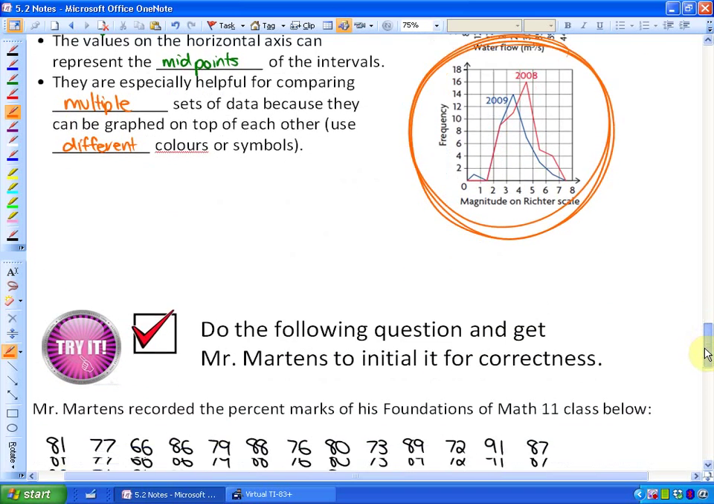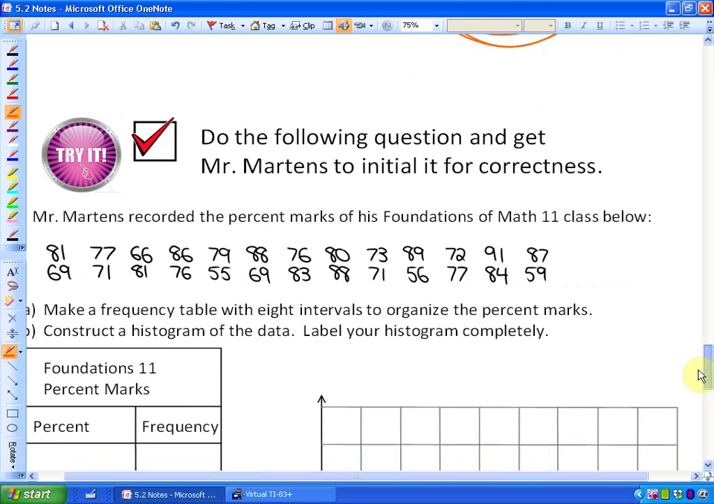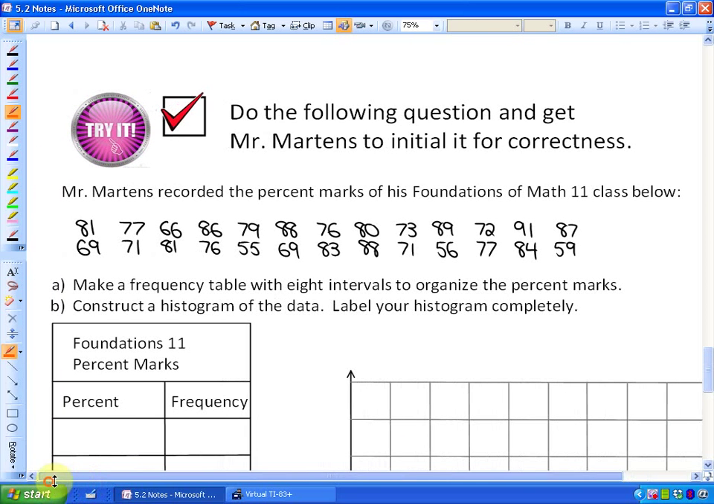And that's the end of the lesson. If you're in my class, what you might want to do is try the following question and get me to look it over. You will be sorting information and then creating a bar graph.